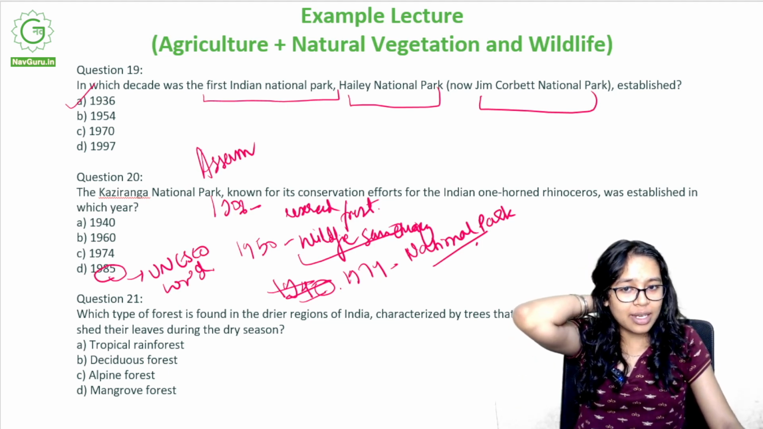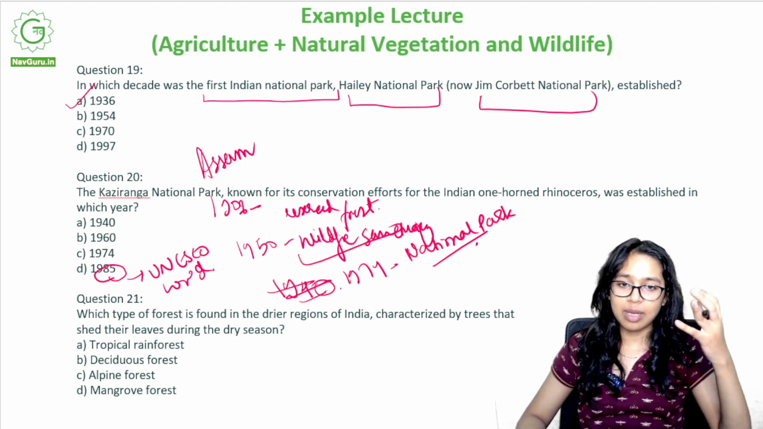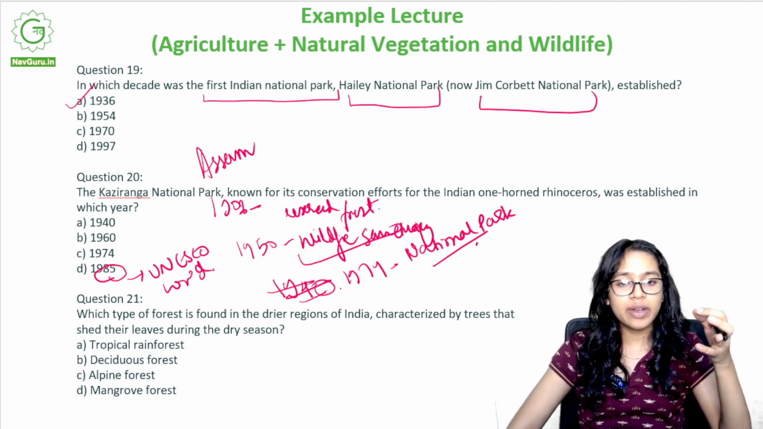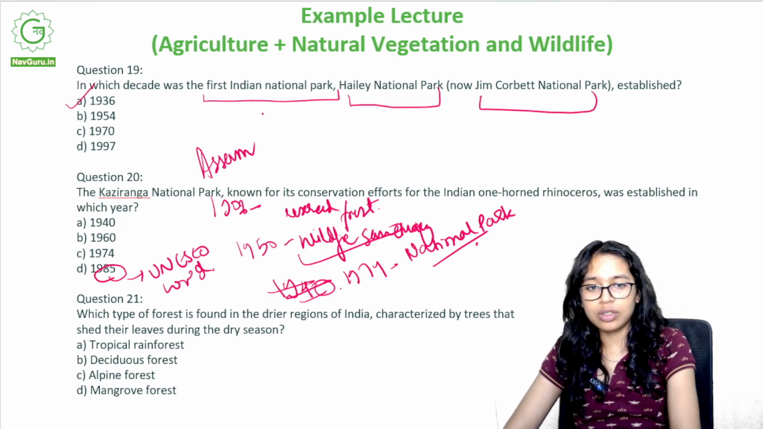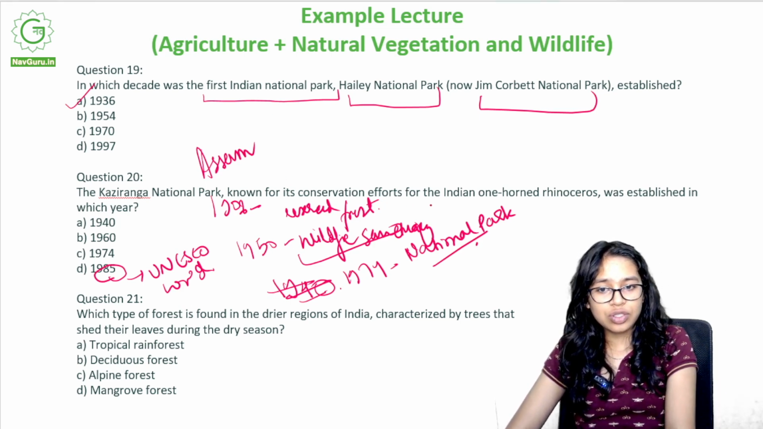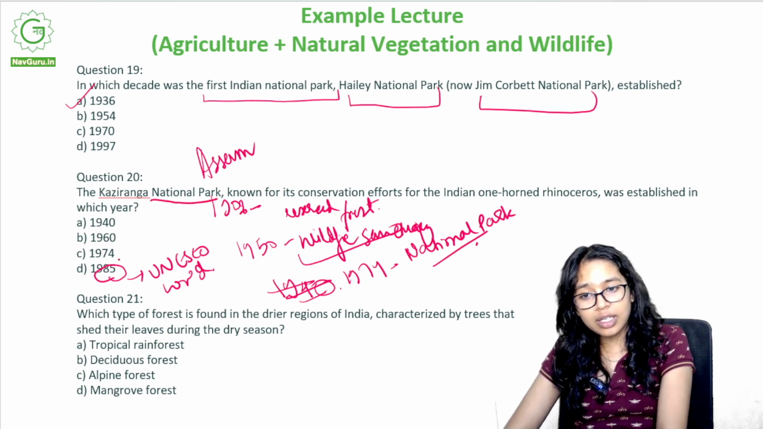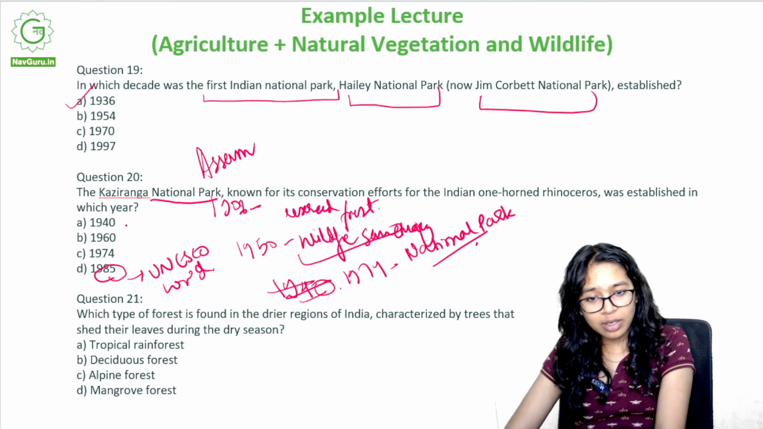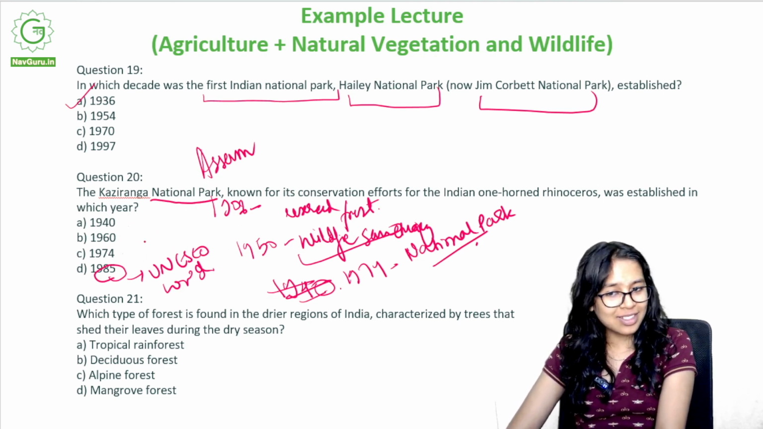But yes, in 1908 it was named a reserved forest. In 1950 it was named a wildlife sanctuary, and then in 1974 it was named a national park. And therefore, the right answer over here, since we are referring to the name national park, is 1974 only.